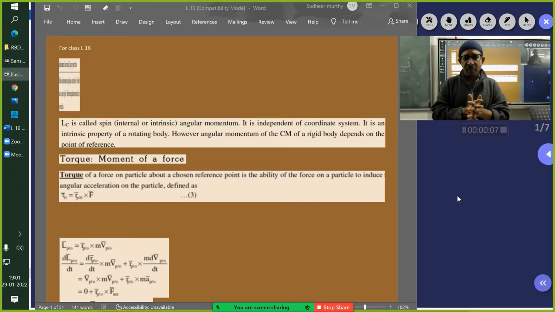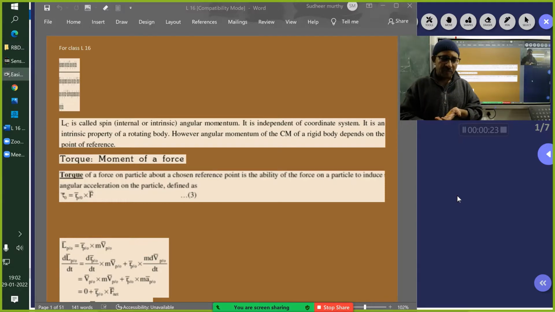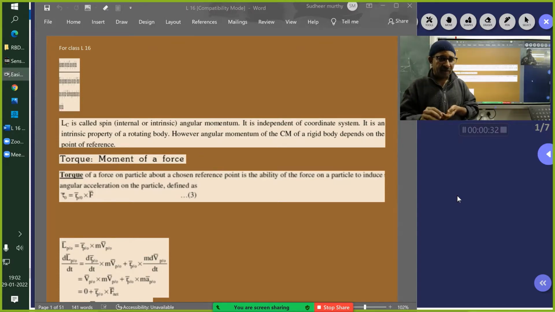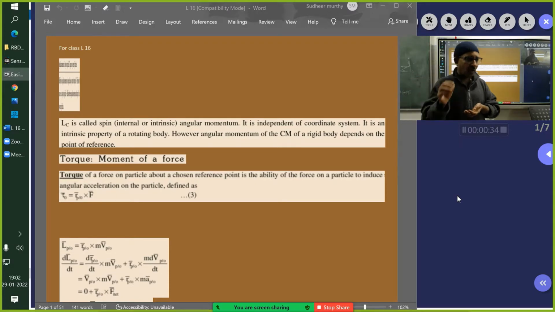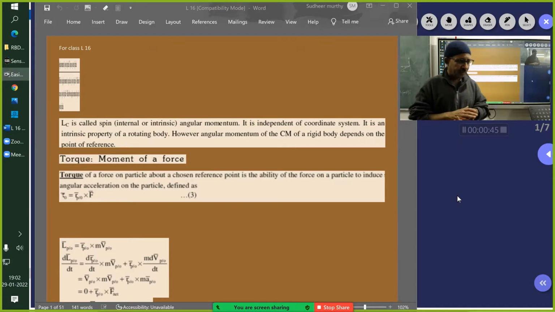So we have now understood angular momentum: the angular momentum of a particle, and of a particle belonging to a rigid body. Then we have seen the angular momentum about the centroidal axis, and the angular momentum of the body about an axis not passing through the center. We have also analyzed the angular momentum of a rigid body with respect to a reference point outside the body, considering both the translatory motion as well as the rotational motion.